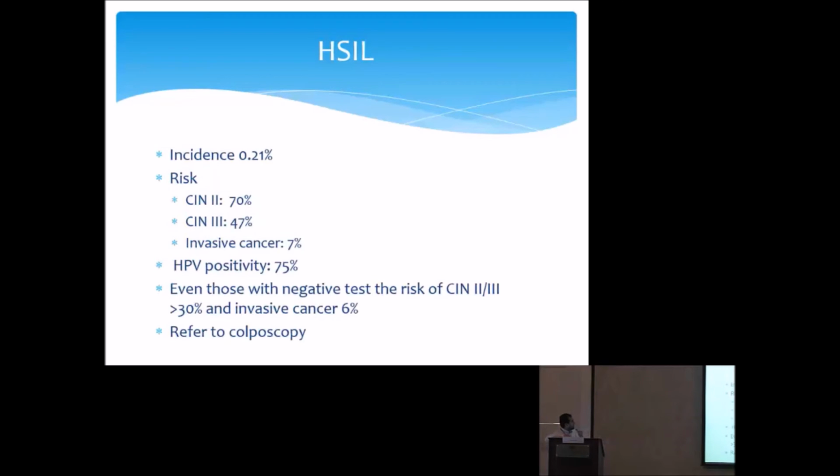High-grade lesions, so the incidence is 0.21%. The risk underlying CIN2 is 70%, CIN3 is 47%, and invasive cancer is 7%. Again, 75% of those patients are HPV positive. Even those with negative tests, the risk of CIN2 and 3 is more than 50%, and invasive cancer is 6%. So they have to be referred to colposcopy.